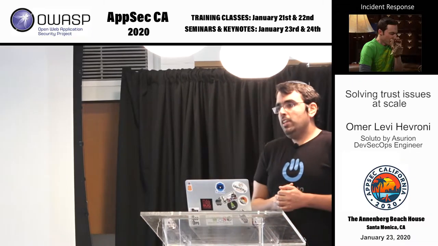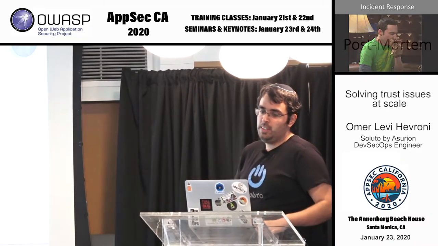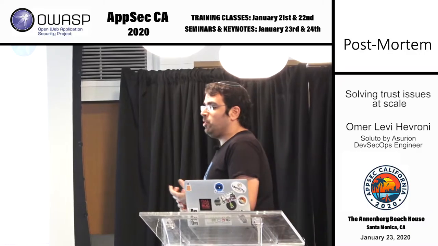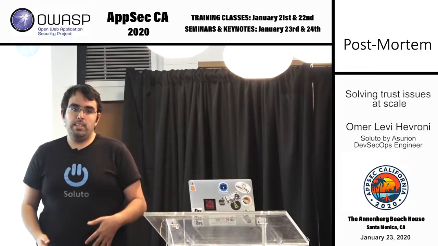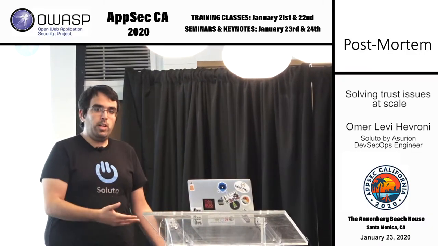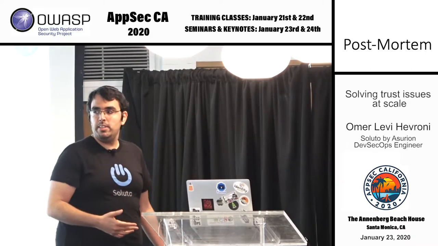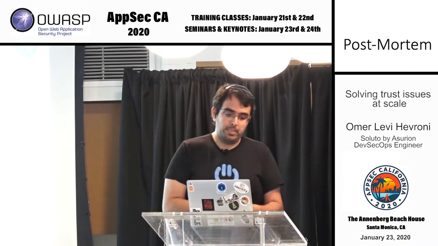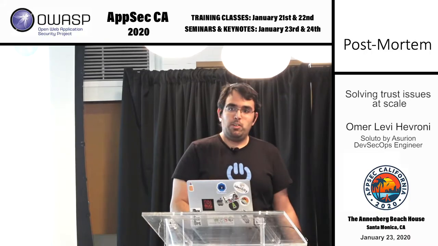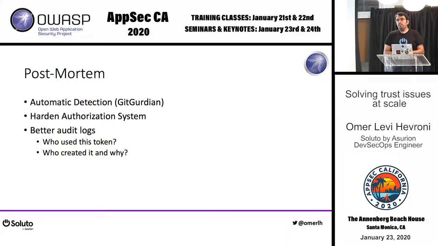And after a few days, we did a postmortem because it was a production incident, and we wanted to talk about what happened, how it happened, and what we can do so the next time it happens, the damage will be lower. And there were a few action items from this postmortem. The first one was about detection. In this case, the detection was manual, and it was pretty lucky we found out about that.